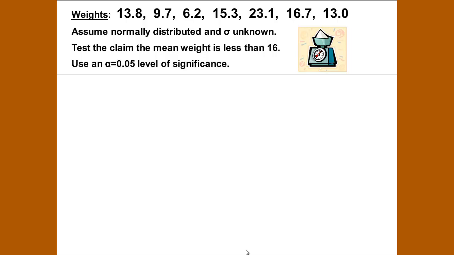So we have the weights of 13.8, 9.7, 6.2, 15.3, 23.1, 16.7, 13.0. We will assume that they're normally distributed with a population standard deviation sigma unknown. Test the claim that the mean weight is less than 16. Use an alpha equal to 0.05 level of significance.